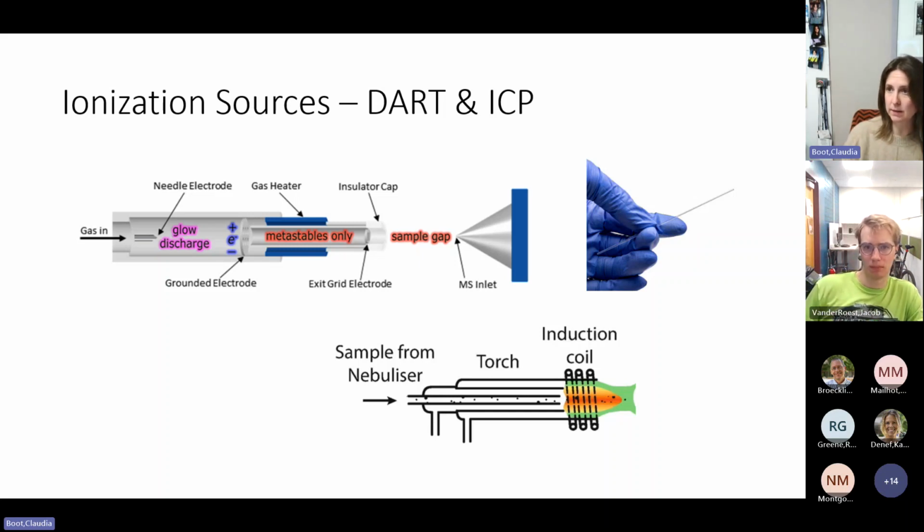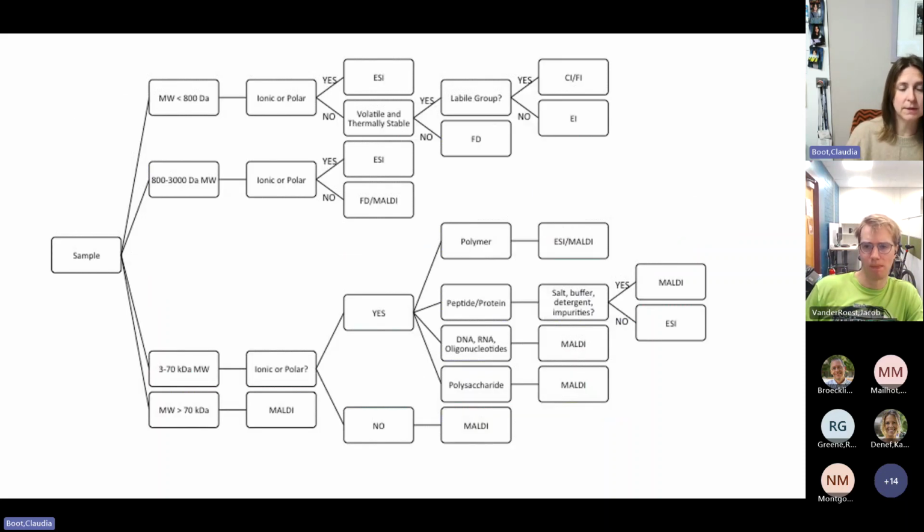And you might be wondering, how do I know which one I need to use? So I made this flowchart some time back, and this lives in our Microsoft Teams space, so you can find it there. But basically, you want to think in terms of molecular weight, polarity, stability, and what types of molecules you have in order to determine which kind of ionization source you want to use.